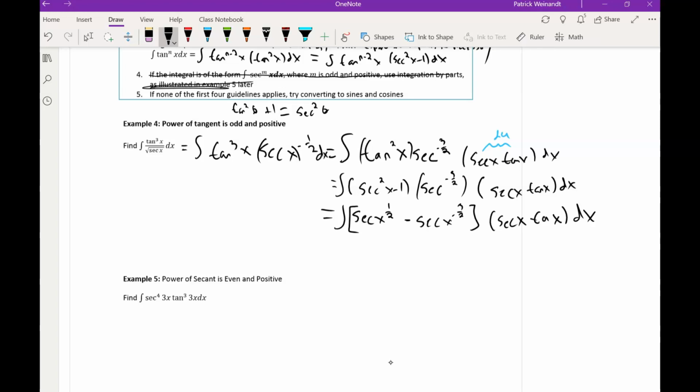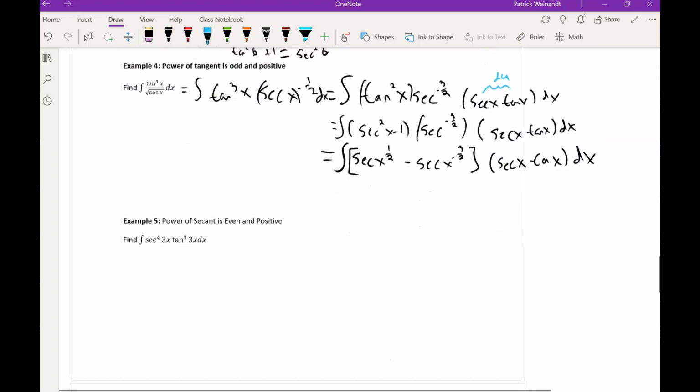At this point, I'm not going to rewrite much. We're taking secant x to the 1/2 times secant x tangent x, and we're taking negative secant x to the negative 3/2 times secant x tangent x. So basically, this is our u, and this is another u. We're going to integrate these and treat secant x as if it's our u: the negative secant x to the negative 3/2 as if it's u to the negative 3/2, and this would be u to the 1/2. And then our du is here, so we can apply the power rule at this point.